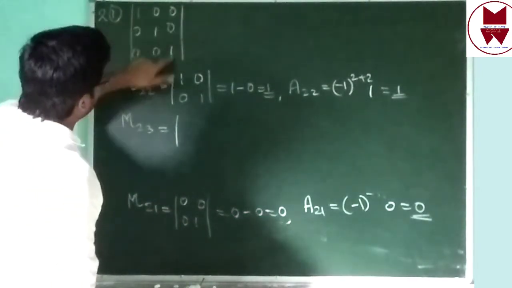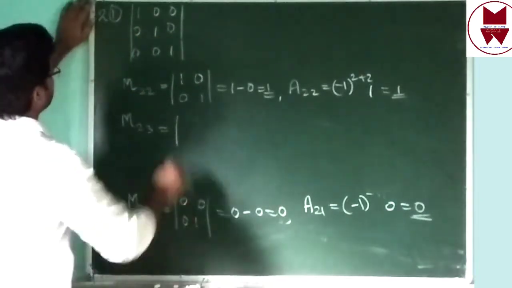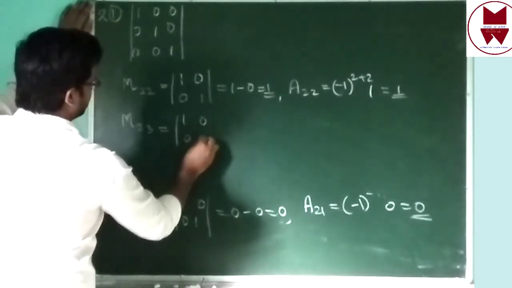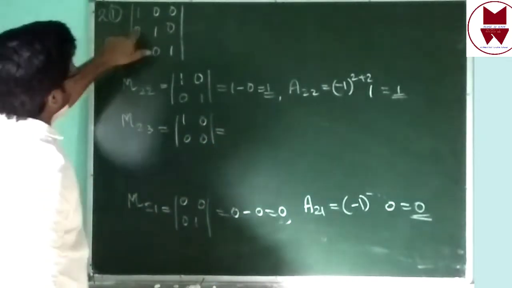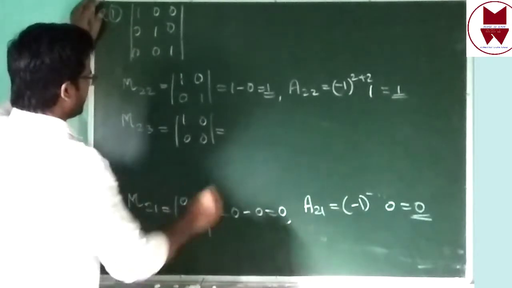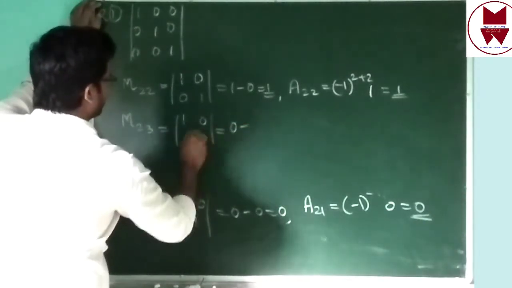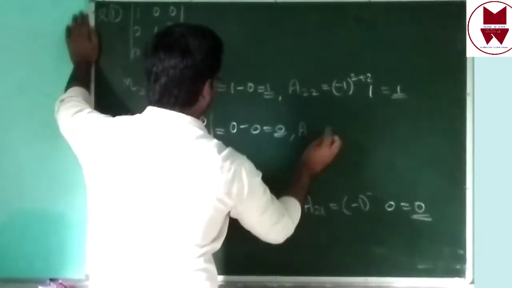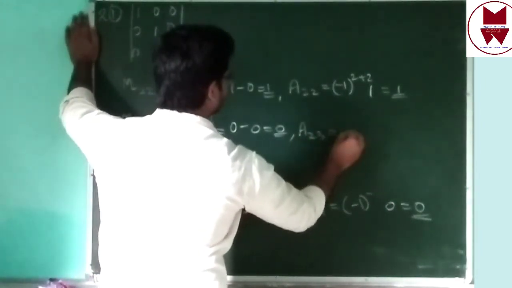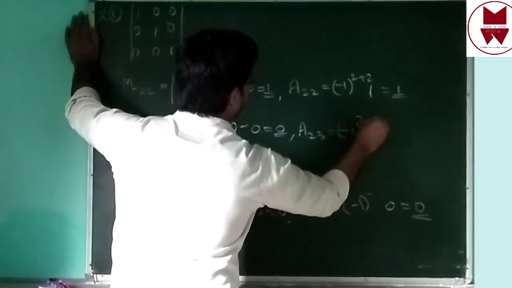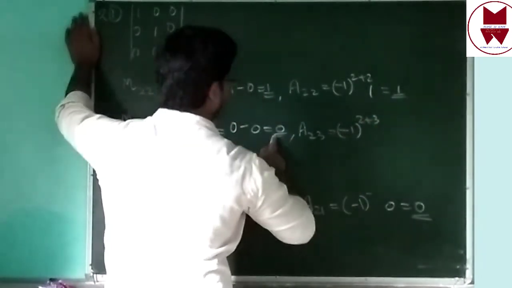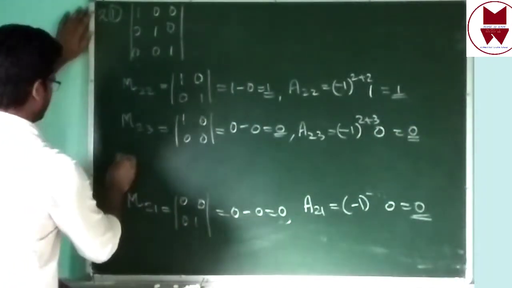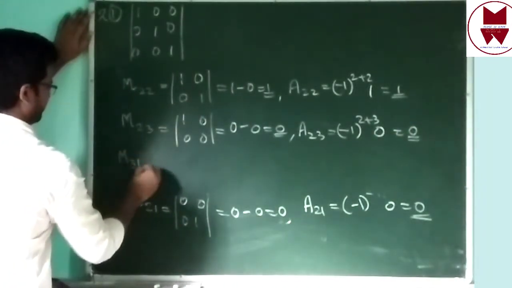Leave out third column and second row. Then remaining 1, 0, 0, 0. You will get 1 into 0, 0, minus 0 into 0, 0. And find out cofactor of 2, 3. Minus 1 raised to 2 plus 3 into minor, already got it, that is 0. Answer will be 0. The next, M31.